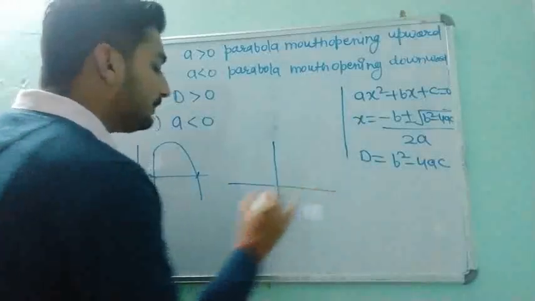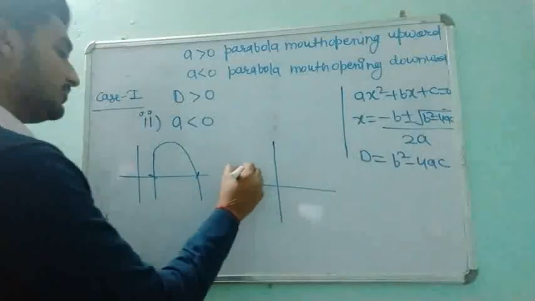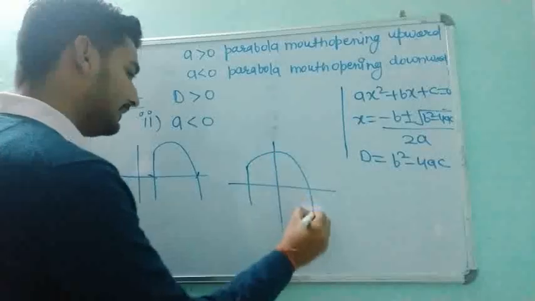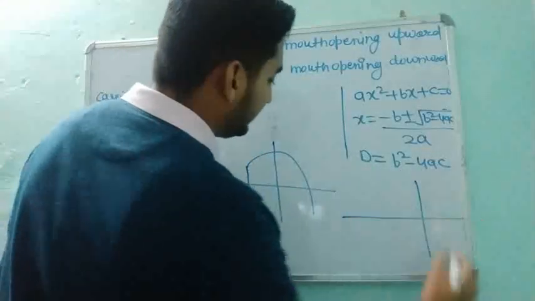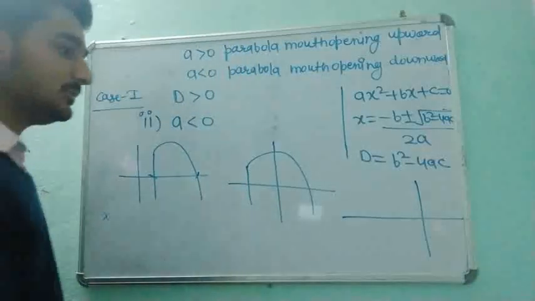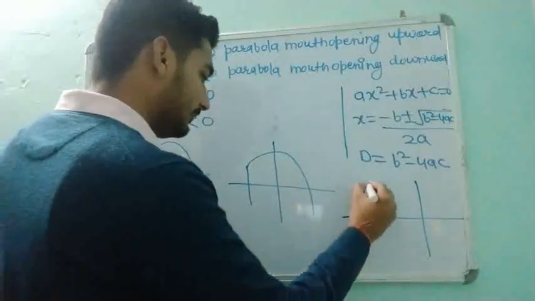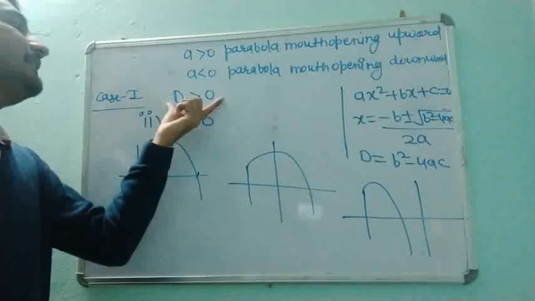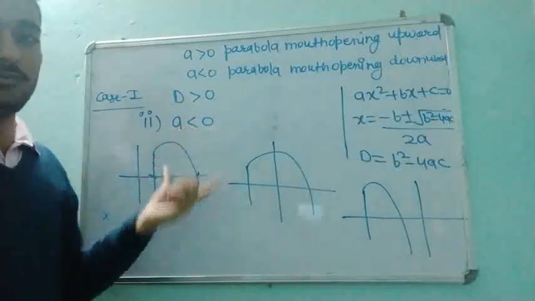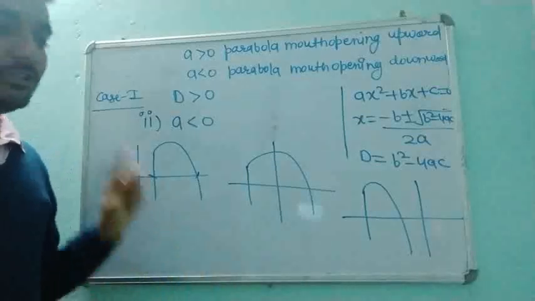It may be possible that one value is positive and one value is negative. The graph can be like this. And third, it may be possible that both values of x are negative. So the graph of a quadratic equation with D greater than 0 and a less than 0 is like this. So this is very clear.